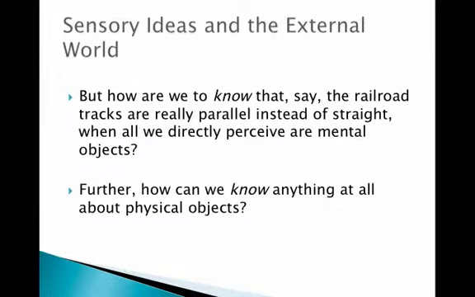Okay? But how are we to know, for example, that the railroad tracks are really parallel instead of converging when all we directly perceive are mental objects? And that's a typo. Where it says straight, it should say converging. I guess I should edit that, but I'm not. Alright, so further, how can we know anything at all about physical objects? And this is the question that we're going to address in this portion of the lecture.